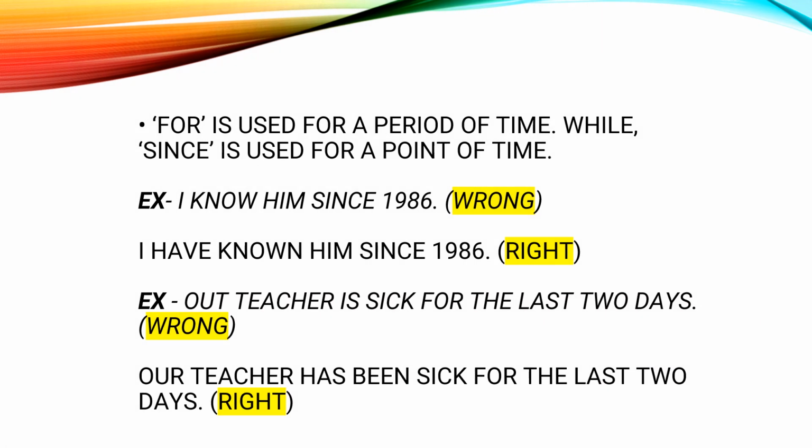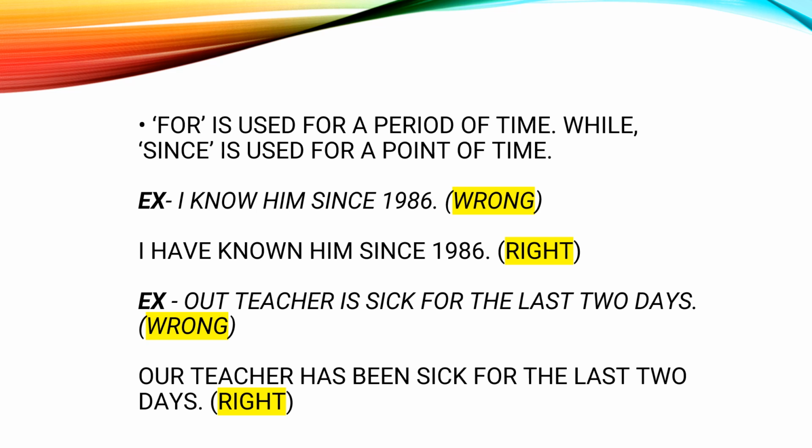"For" is used for a period of time, while "since" is used for a point of time. So guys, if you're not aware of this particular thing, "for" is definitely used for a period of time. When you are referring to a particular period of time, you use "for" in that sentence, and when you refer to a particular point of time, you use "since". Many students make mistakes in this. They get confused about when to use "for" and when to use "since".